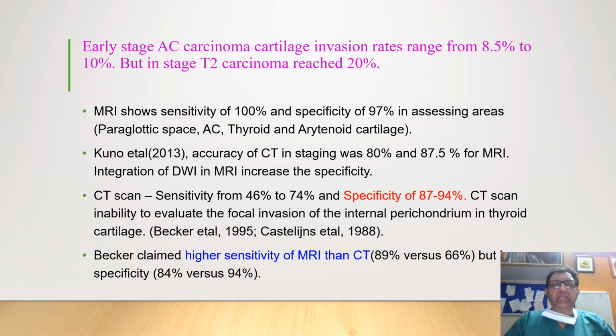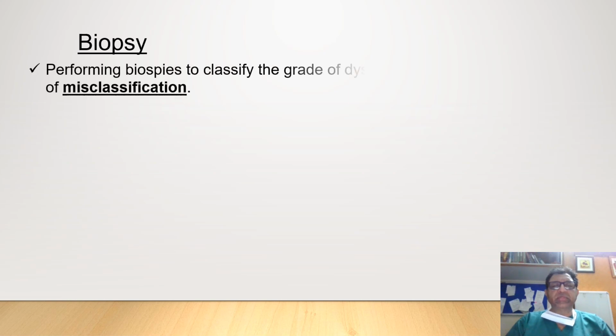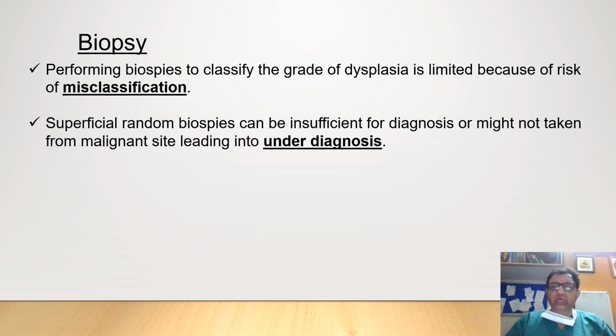So early stage anterior commissure carcinoma cartilage invasion rate is 8.5%, but as soon as the stage goes up to T2 stage, the anterior commissure invasion chance is 20%. Whether to do biopsy or not to do biopsy is also controversial, especially in early glottic cancer. Performing biopsy to classify grade of dysplasia is limited because of risk of misclassification. So many pathologists have got a different say on the same specimen.